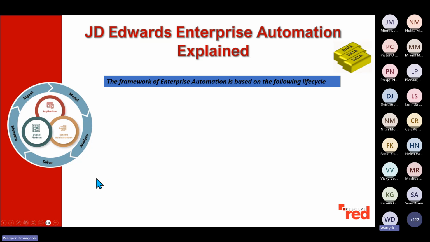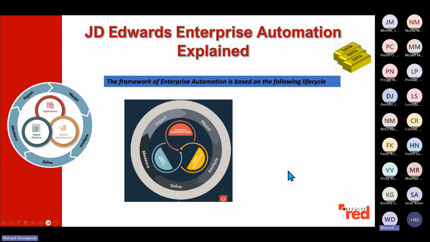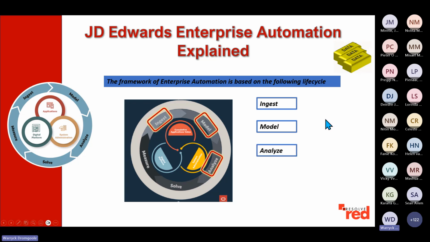The framework of enterprise automation is based on the following life cycle. You've got ingest, which is getting higher value out of your transactional data. Model is to get an accurate picture of your real business processes based on data. Analyze, get clear visibility into opportunities, threats, and anomalies. Solve is to use easy no-code, low-code for automated solutions. And then measure, rapid results and continuous improvement.